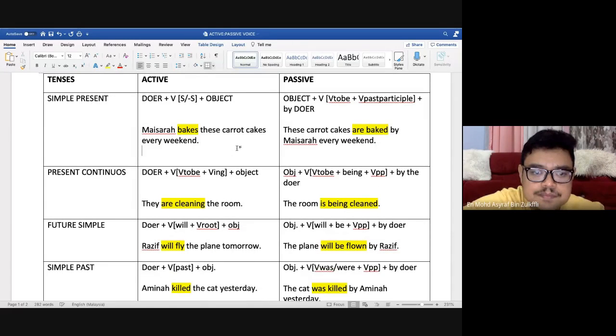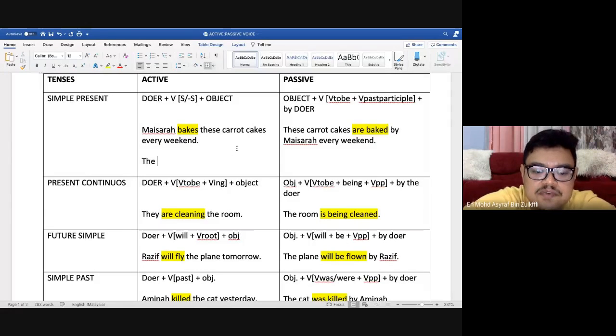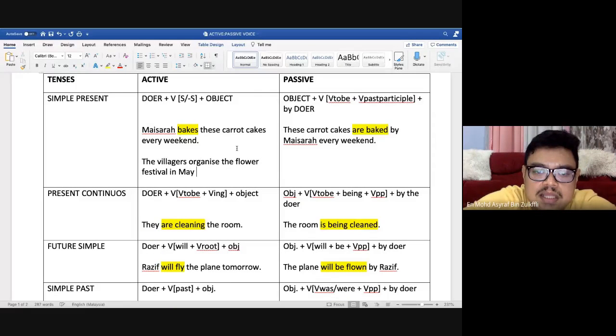Now, I give you the active voice. The villagers organize the flower festival in May every year. Look at this sentence. The villagers is the doer. Organize is the verb. The object, the flower festival. Now, can one of you try to change it into passive voice?